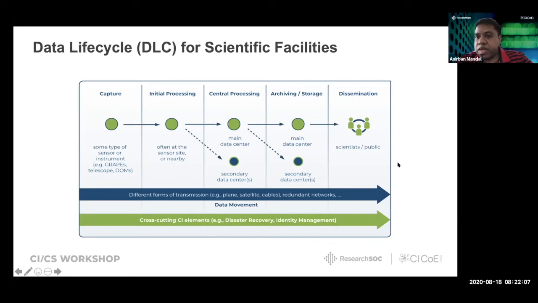So Doug, I see you are in here. Do you want to give a perspective from GAGE about the data life cycle or any other steps in the DLC?